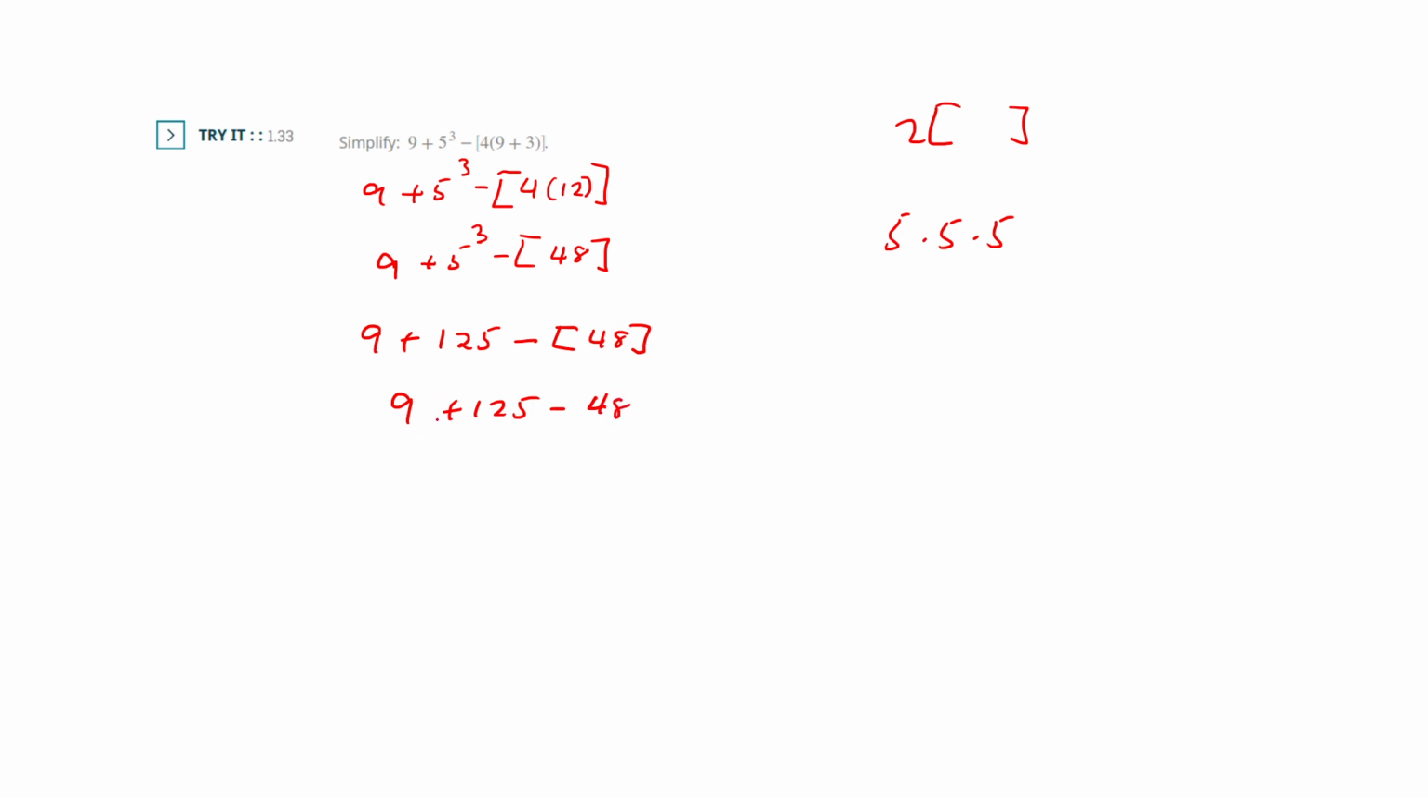Okay, now I've got addition and subtraction both left, but they're tied, so I'm going to go left to right, and I'm going to get 134 minus 48. And if I subtract those two, I get 86.